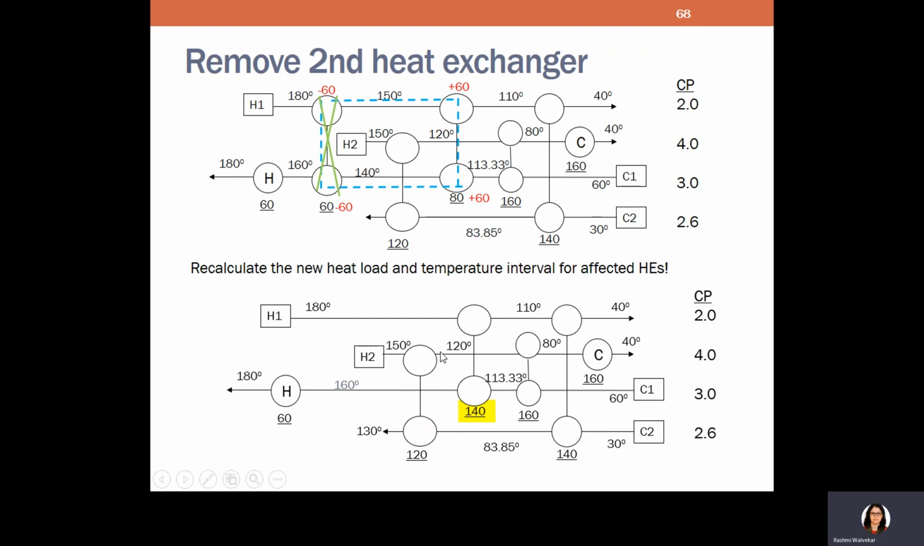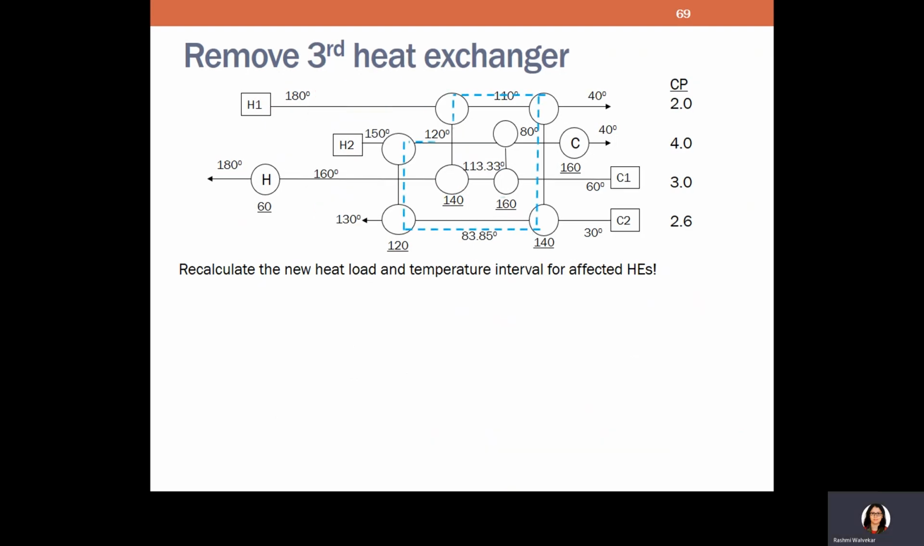kilowatt. And again, you calculate the temperatures of the streams. So for example, here it was 140, so it becomes 160. Your source temperature and your target temperatures will not change because those are the temperatures coming from your processes. So those temperatures are not affected. Only the temperatures between your exchangers and the utilities will change.